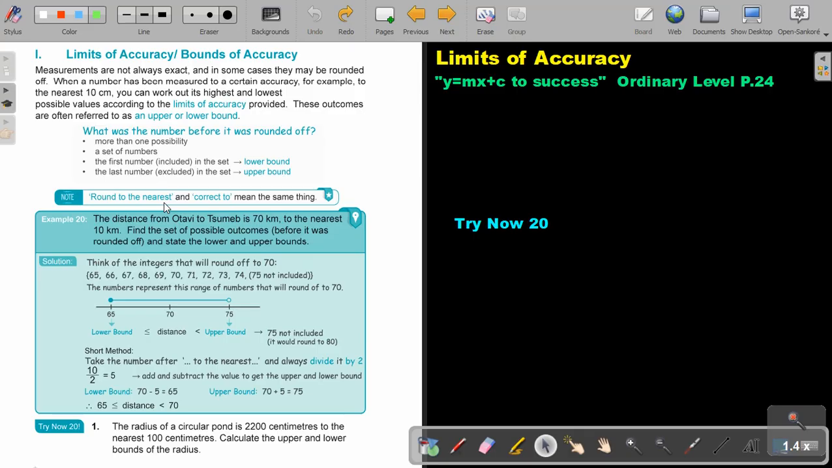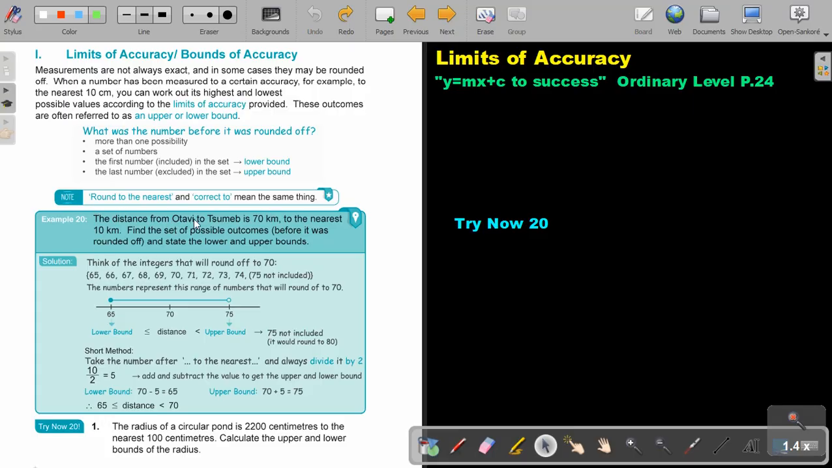Round to the nearest and correct to mean the same thing. So just be on the lookout for these few words. That will help you, okay, to know that it's limits of accuracy. Let's look at an example.